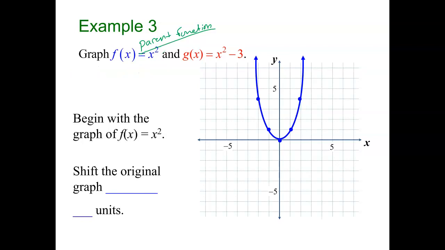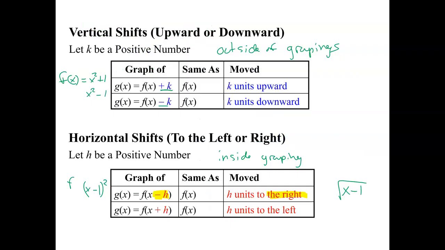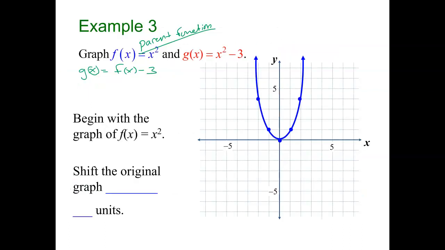So when we're looking at f of x as our parent function, and g of x is my parent function minus 3, so g of x is f of x minus 3. Well, when I have f of x minus a number, how does that move my graph? Down, by that number of units. So we're going to go down 3 units. It's going to take all of those points and shift them down 3 units.